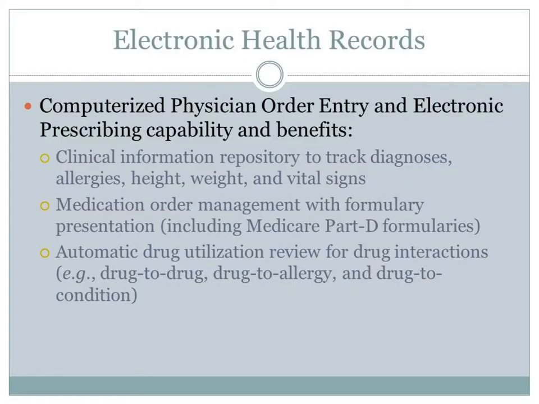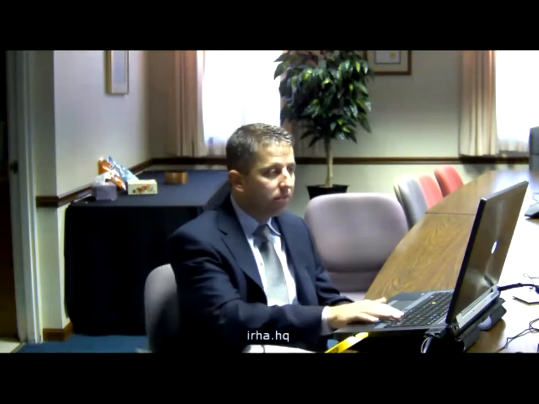So as we transition into electronic health records, we touched on it a little bit earlier, but computerized physician order entry gives you the ability to track patients' diagnoses, their allergies, their height, their weight, and their vital signs, which is key because, as we'll see, when medicines are ordered, the proper medicine and proper dosage can be ordered this way. The EHRs can have formulary information in there and automatically do a utilization review for drug interactions as well as utilization review for use in general.